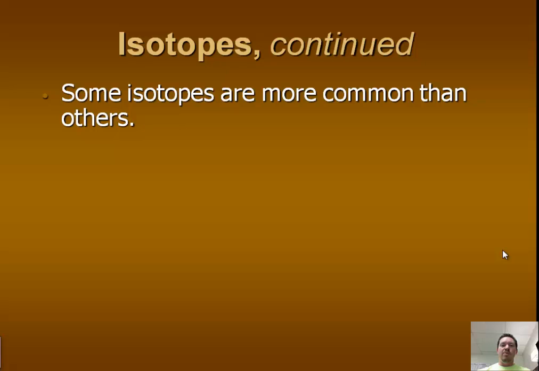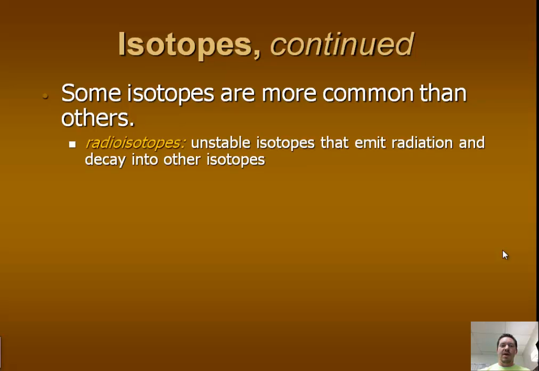Some isotopes are more common than others. We have something called a radioisotope. These are unstable isotopes that emit radiation and decay into other isotopes.